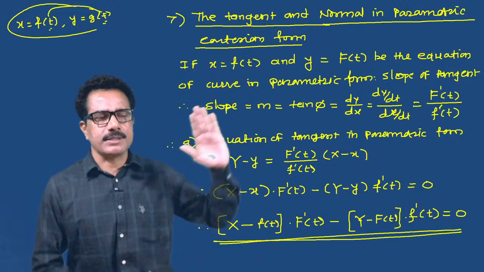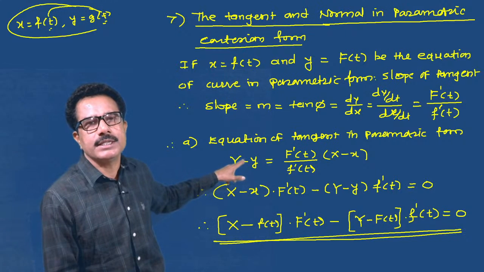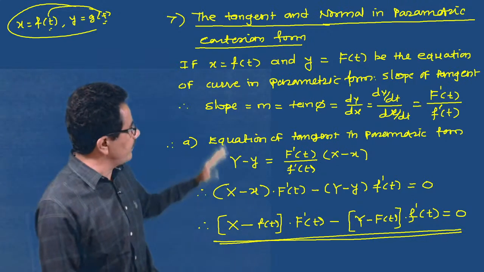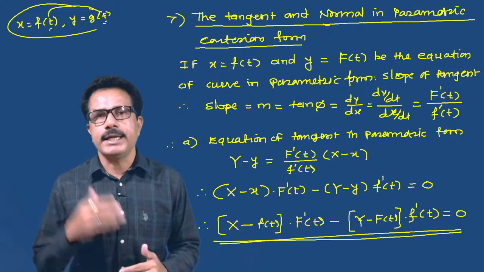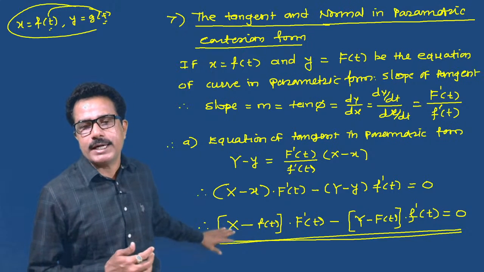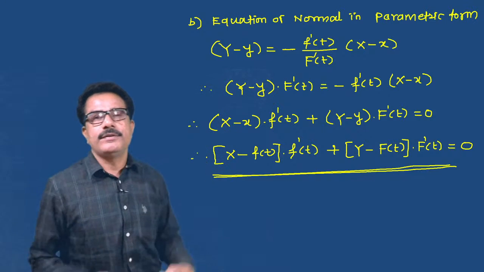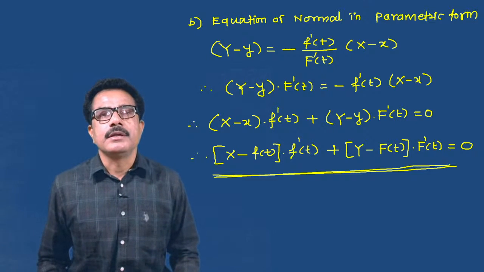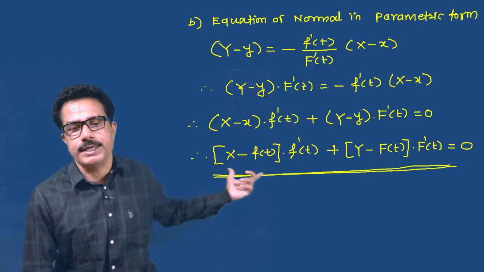So we can replace the slope of a tangent to find the equation of a tangent in parametric form as capital Y minus small y is equal to capital F dash of t divided by small f dash of t in a bracket capital X minus small x. These are the formulae you must know. You must know all these formulae, because in the objective question system you have to write the answer of the equation of tangent and normal in this form.